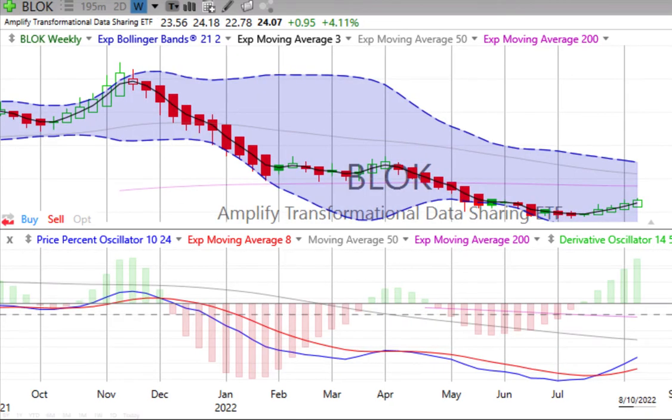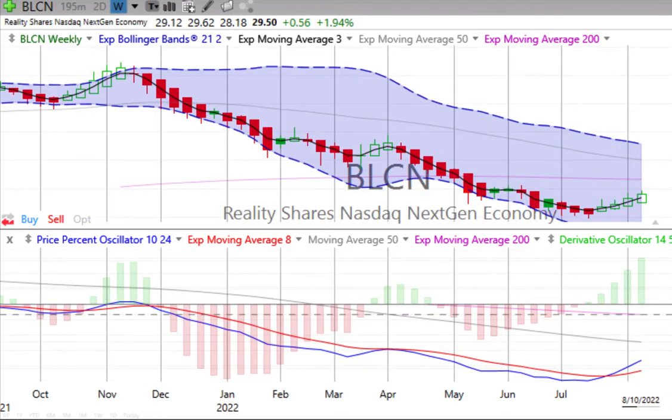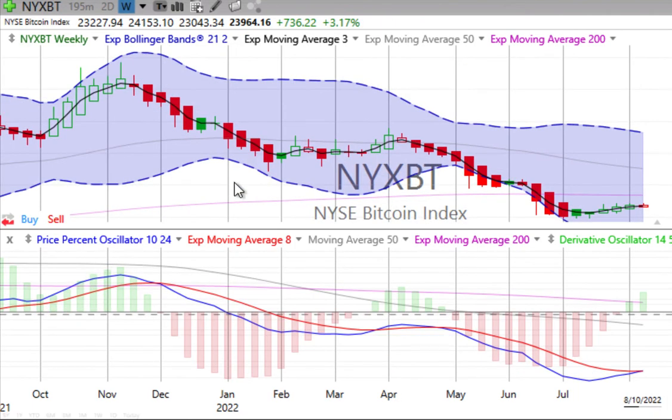We look at the Amplify Transformational Data Sharing. It, too, is going up. We look at what's happening with the next gen economy. That ETF is moving up too. And we look at what's up with the Innovator Transaction and Processing ETF. That too is going up. So are we seeing a complete turnaround in this area? Well, we can think we've seen that before for a couple of weeks, actually stronger up moving action with candles, and then it died. So we see things trying to get moving. There's some excitement there. I'm glad to see that. We will keep our eye on it.